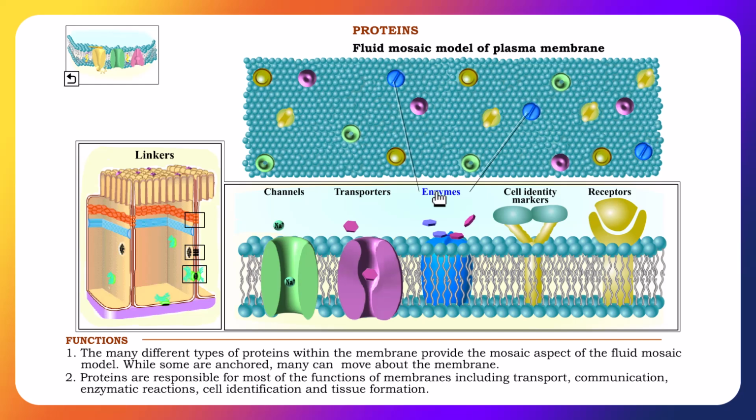Enzymes, as we said, are involved in enzymatic processes in the metabolism of the cell. Cell identity markers are important for the cell to be recognized by its own immune system, so it won't be attacked. And finally, we have receptors, which will allow binding of other molecules such as neuromodulators or neurotransmitters to stimulate molecular processes within the cell.